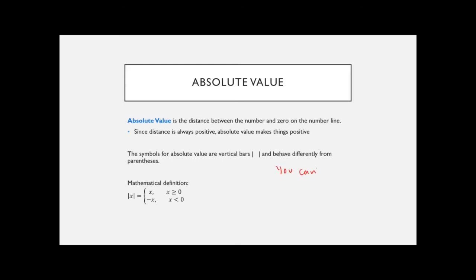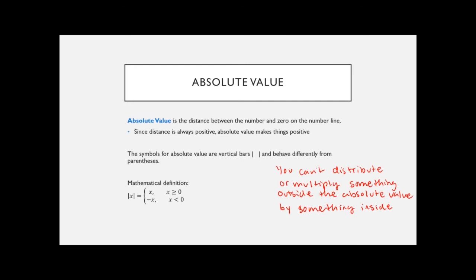So I'm going to just write that down. You can't distribute or multiply something outside the absolute value by something inside. So they're not exactly the same as parentheses. What we have to do is basically take the absolute value, which means whatever's inside becomes positive, and then you can work with your multiplication or what else you're doing.